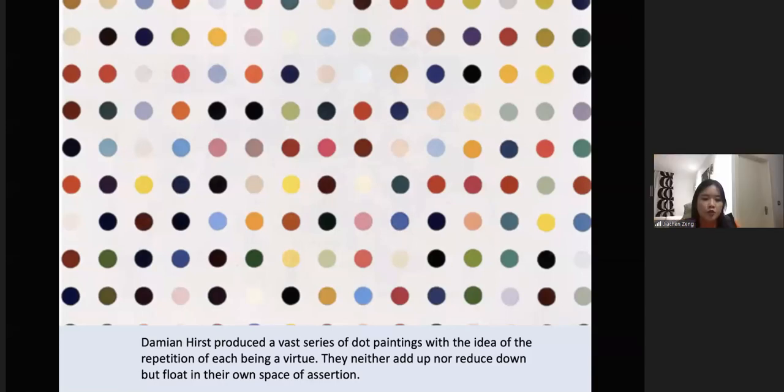Damien Hirst produced a vast series of dot paintings with the idea of the repetition of each being a virtue. They neither add up nor reduce down, but float in their own space of assertion. They must have done something like 1,000 dot paintings or even more. And you can make them to order. You can ring up the gallery and ring up the studio and get your own measurements and your own colors to order, and they'll be delivered.